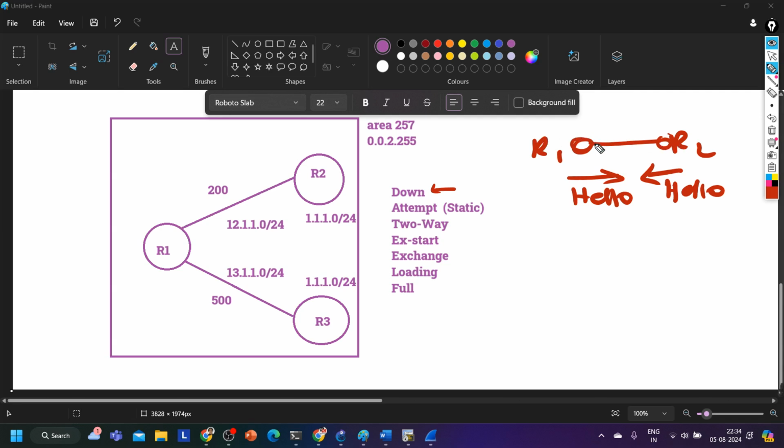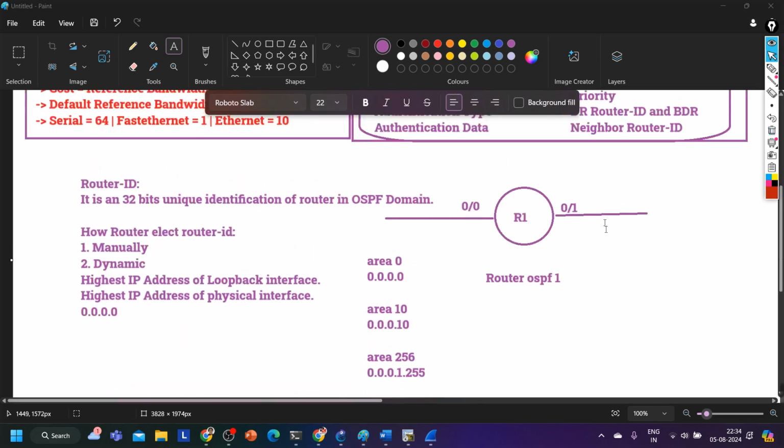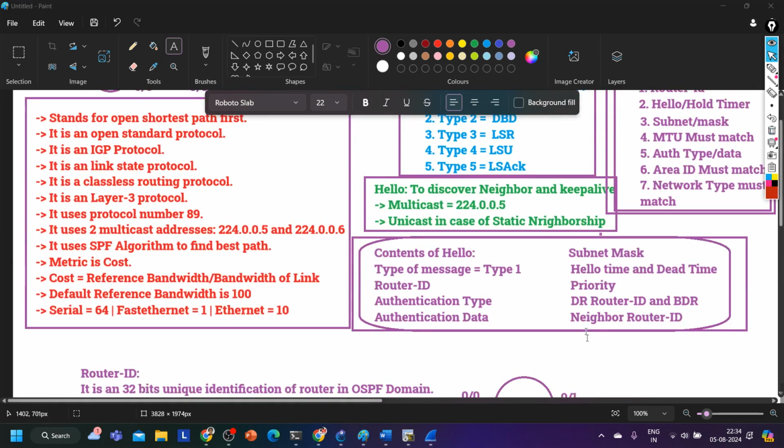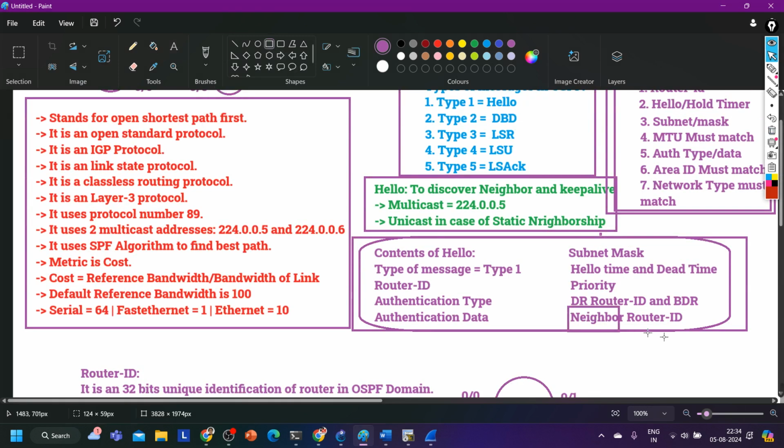So after receiving the hello message from router number 2, once router 1 receives the hello message on this interface, the state will directly move from down to two-way. And guys, remember, check the content of the hello message. In the content of the hello message, there is one important piece of information, that is the neighbor router ID, right? Neighbor router ID.